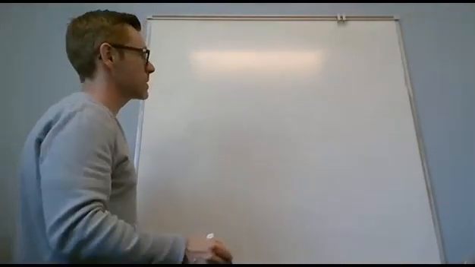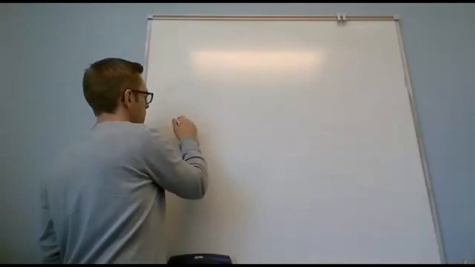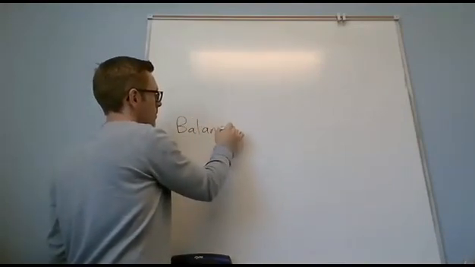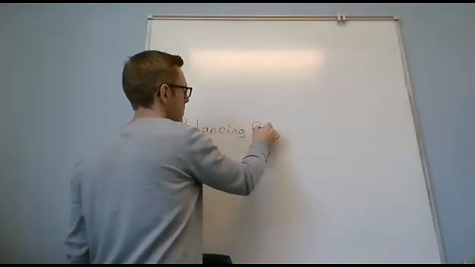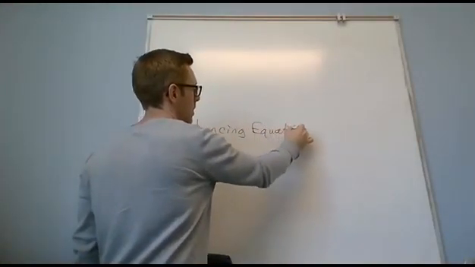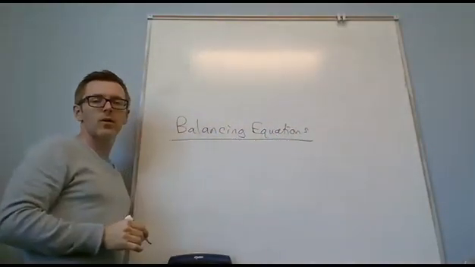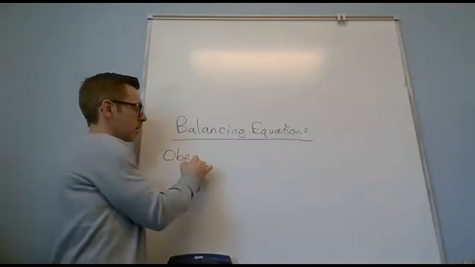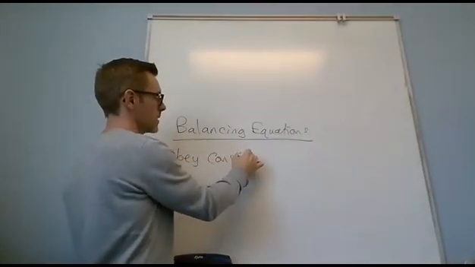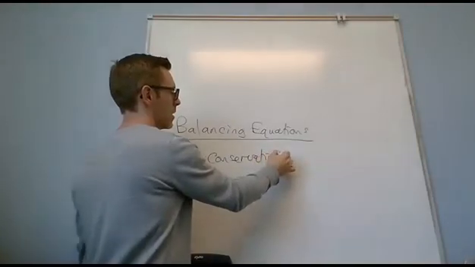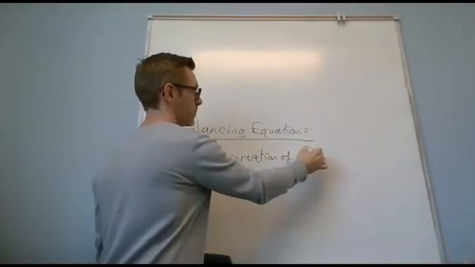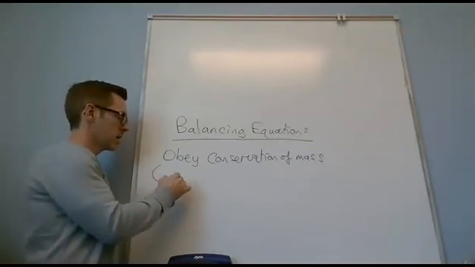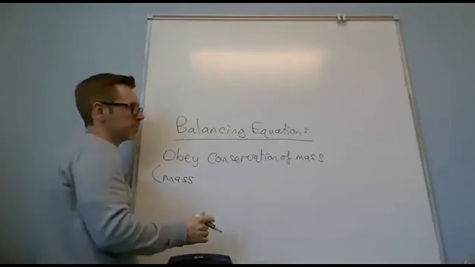When we balance chemical equations, balancing equations. So what is it and why do we do it? We're doing it because we have to obey the conservation of mass law. We have to obey conservation of mass, which basically says mass or matter.